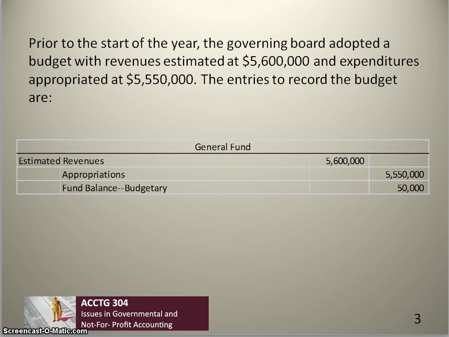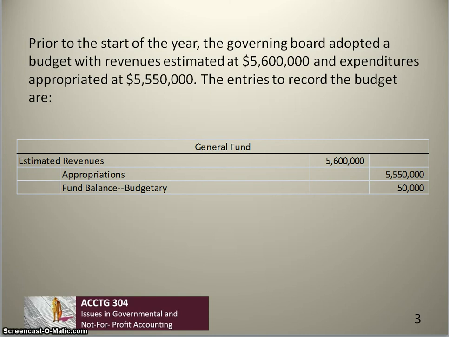So prior to the start of the year, the governing board adopts a budget for the year. It estimated revenues at $5.6 million and expenditures are appropriated at $5,550,000. So the first thing it does at the beginning of the fiscal year is to record the budget in its accounting system. Debit estimated revenues 5.6, credit appropriations 5.55, and the balancing entry is to a fund balance account, $50,000. In this case, and typically, we use budgetary fund balance as our balancing account.